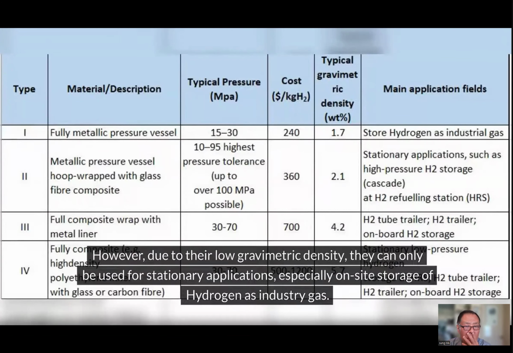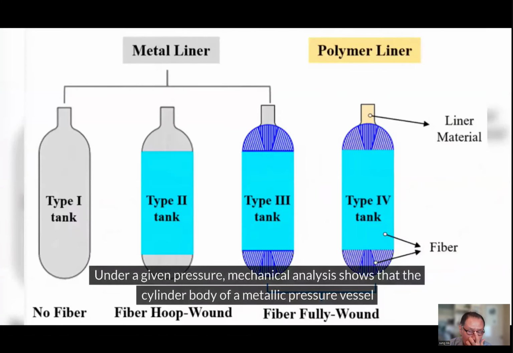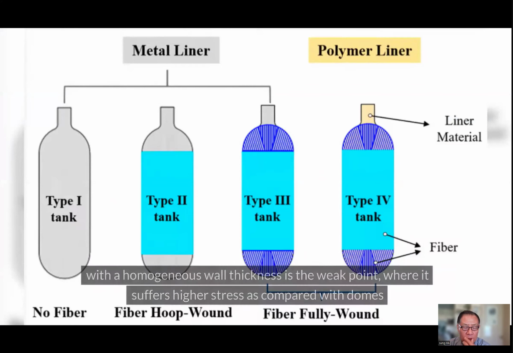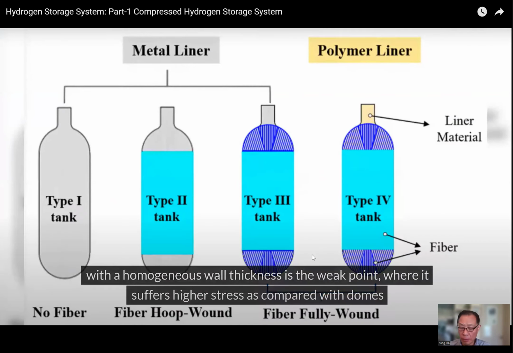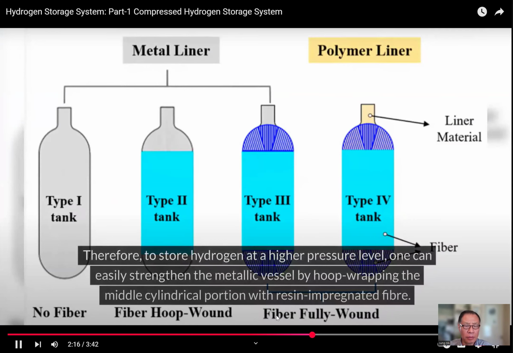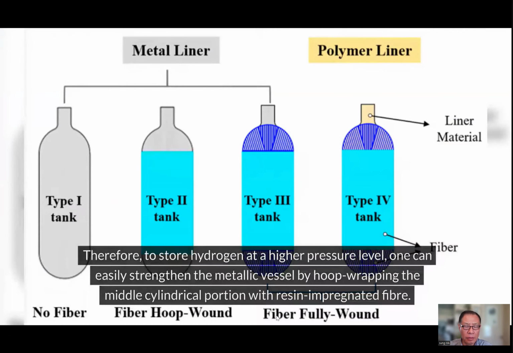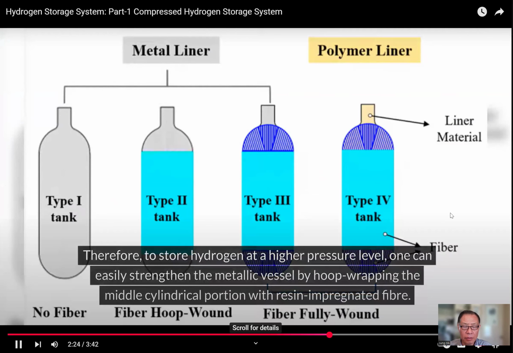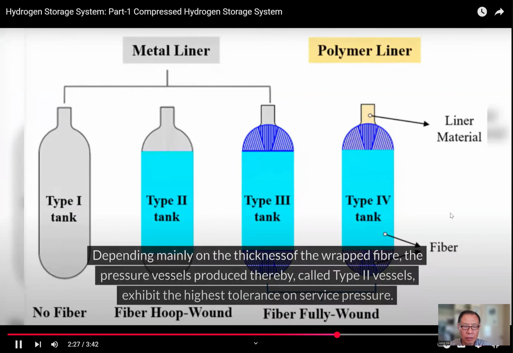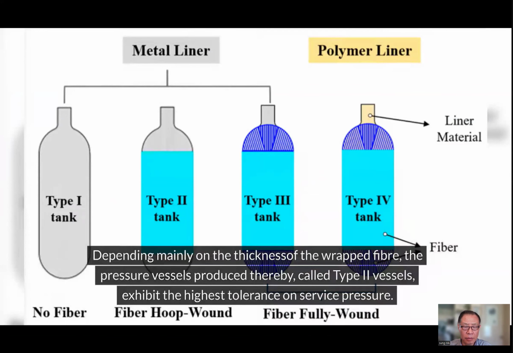as industry gas. Under a given pressure, mechanical analysis shows that the cylinder body of a metallic pressure vessel with a homogeneous wall thickness is the weak point, where it suffers higher stress as compared with domes. Therefore, to store hydrogen at a higher pressure level, one can easily strengthen the metallic vessel by hoop wrapping the middle cylindrical portion with resin-impregnated fiber. Depending mainly on the thickness of the wrapped fiber, the pressure vessels produced thereby, called Type II vessels, exhibit the highest tolerance on service pressure.